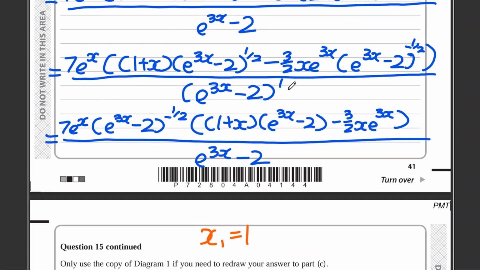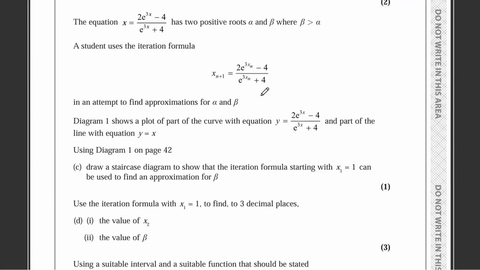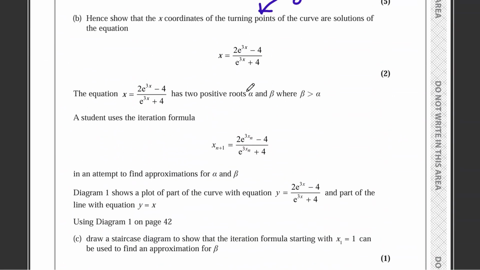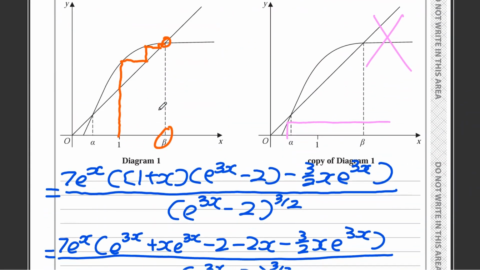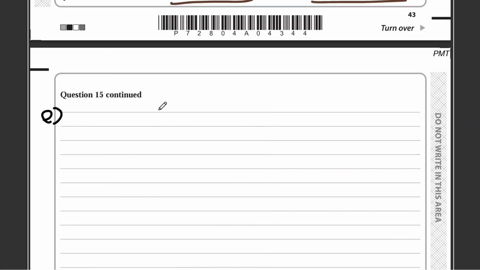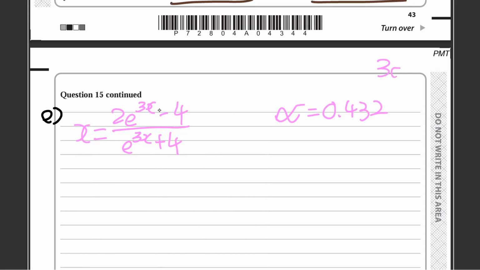So to find alpha to 3 decimal places, we have to use a different method. Now again, alpha is a solution to this equation here. So we just write this out quickly. x is equal to (2e^(3x) - 4) over (e^(3x) + 4). Alpha is equal to 0.432 to 3 decimal places. This is quite important as we'll come on to in a moment.